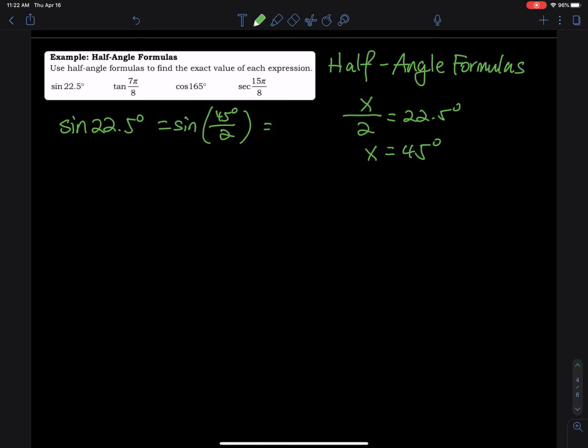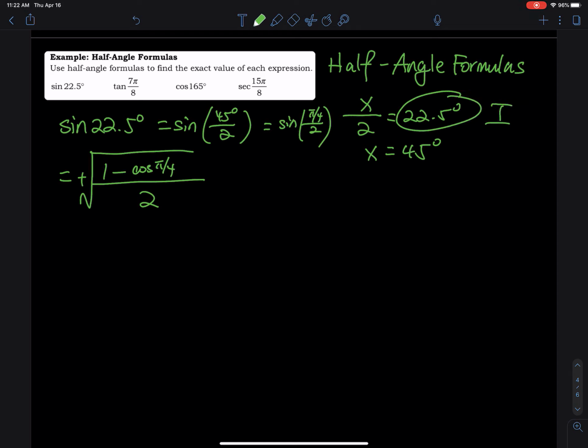So 45 degrees is pi over 4, so sine of pi over 4 divided by 2. Do not simplify the pi over 4 and the 2. The half angle formula for sine is the square root of 1 minus cosine of pi over 4, divided by 2. We are using a plus because 22.5 degrees is in quadrant 1. Both x and y are positive, so that's why we are using a plus.